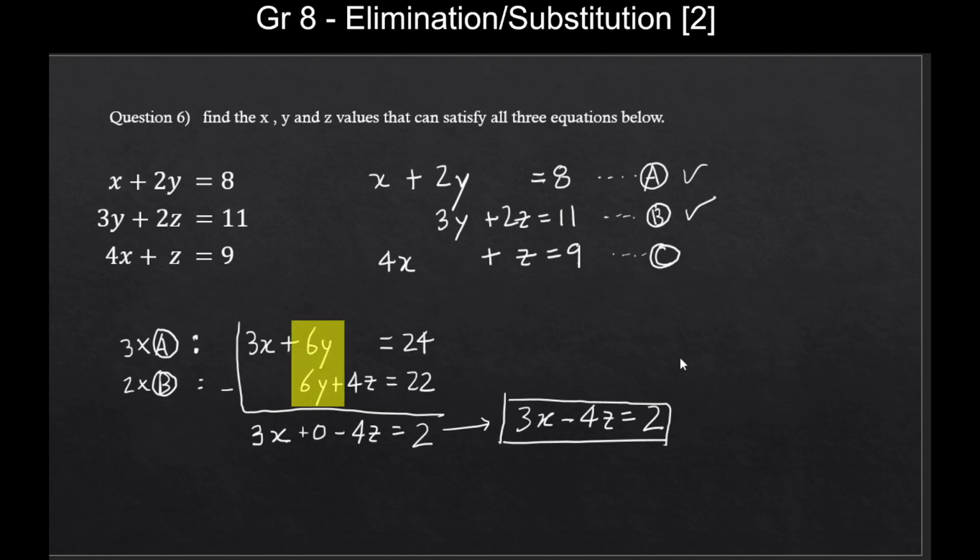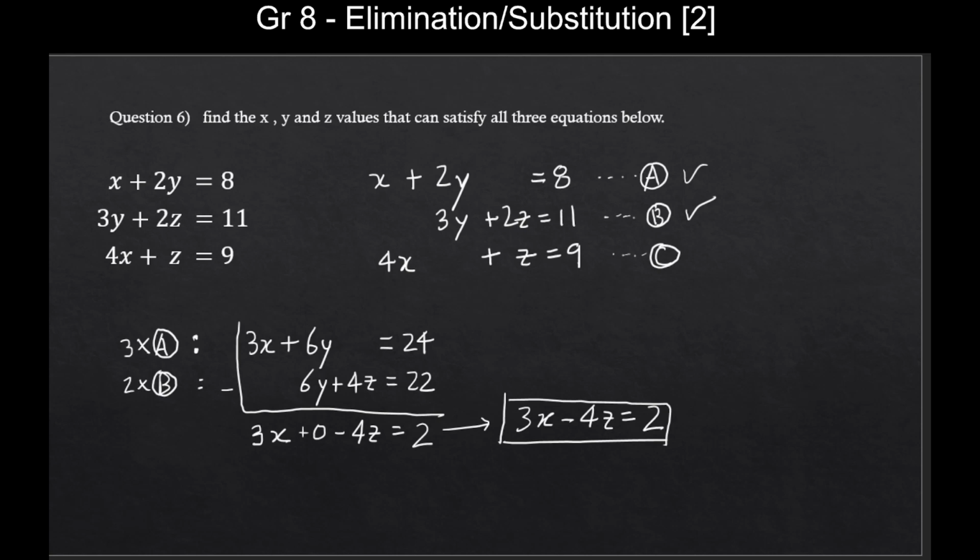We have eliminated y's. But the problem is, we still have two unknown variables left. Normally, we were left with only one of them, right? So we could use substitution method by now. So, what could be the next step?